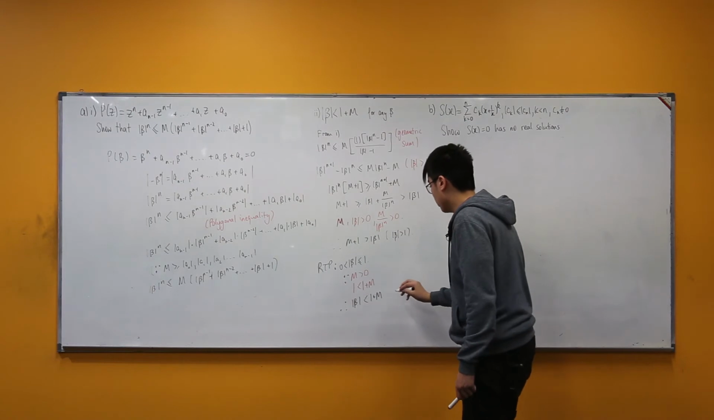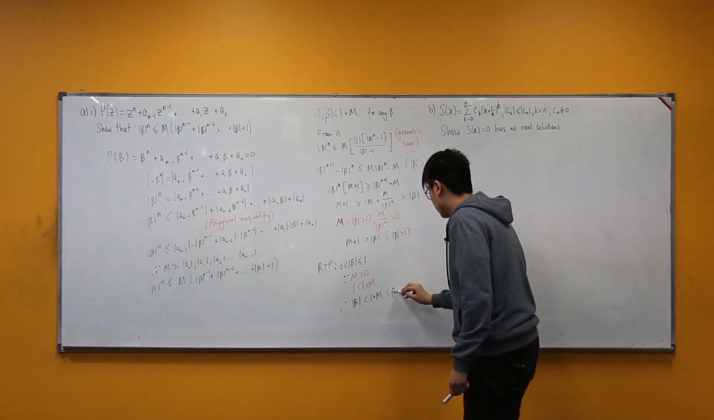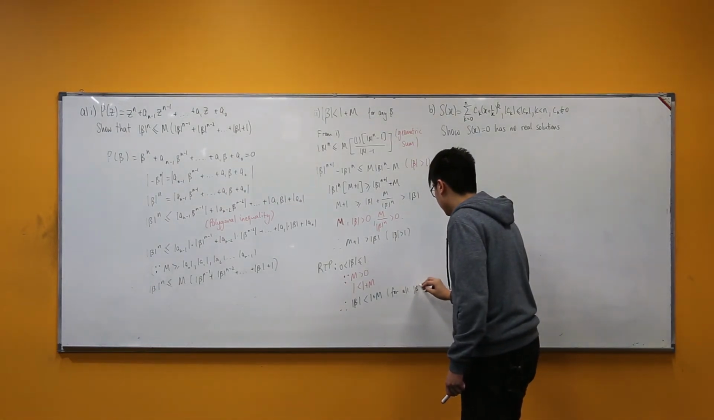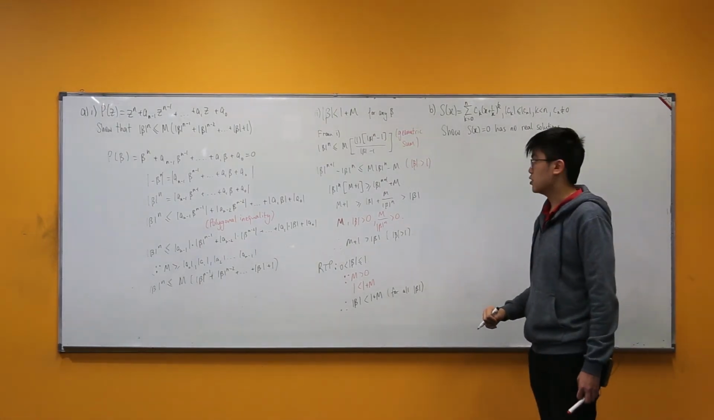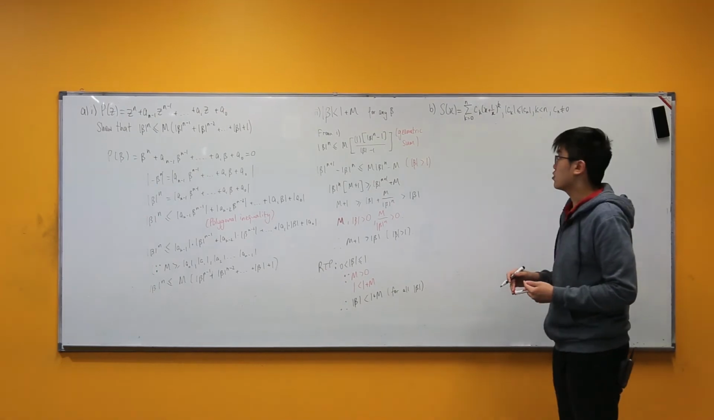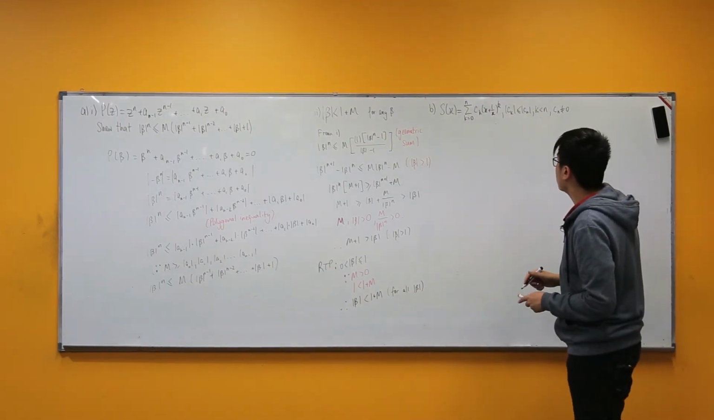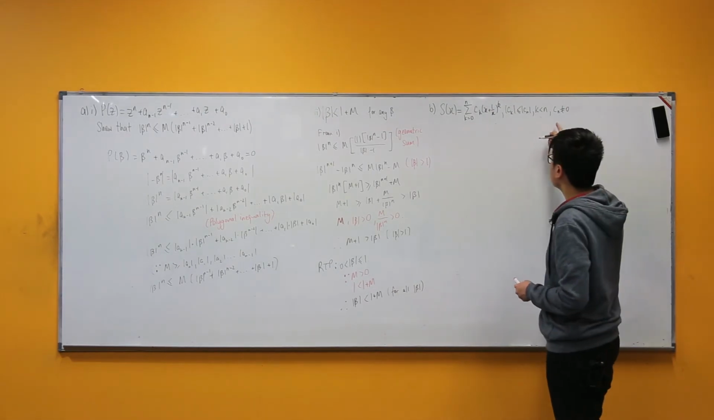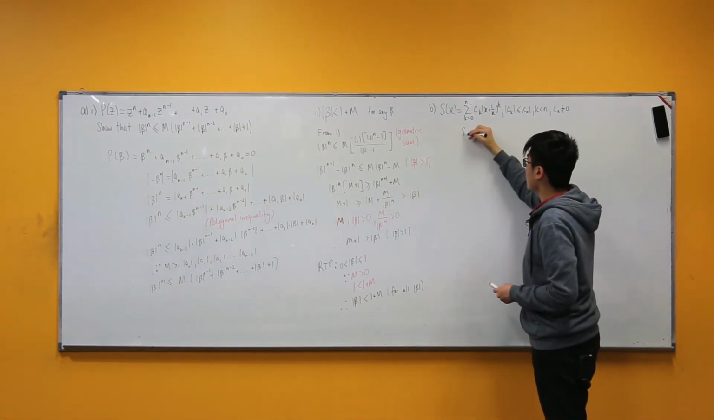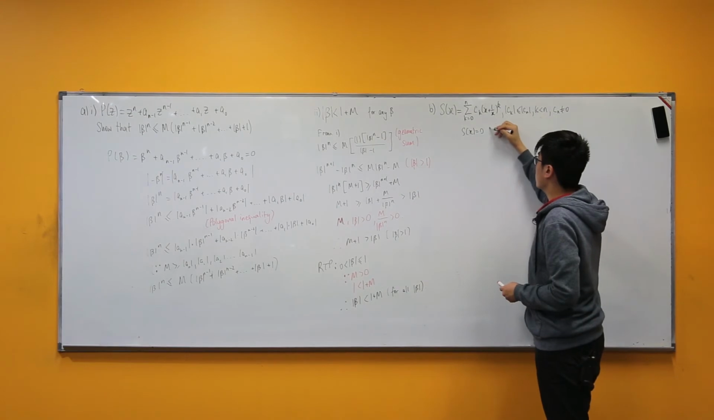And therefore, we've proven it for all beta. And that's how you do the second part. Okay, so for the last part of this question, we're given a new polynomial S(x) with all these conditions, and we want to prove that S(x) equals 0 has no real solutions.